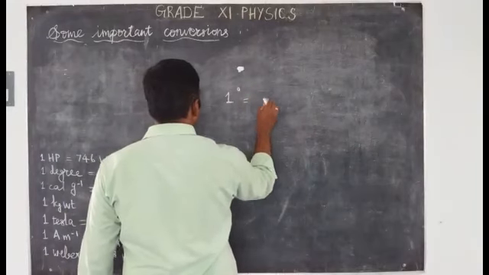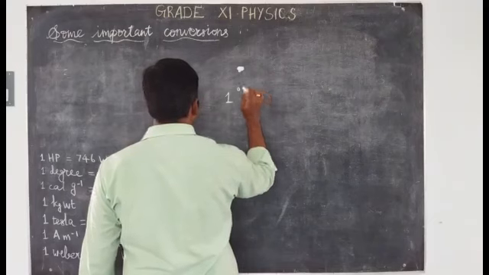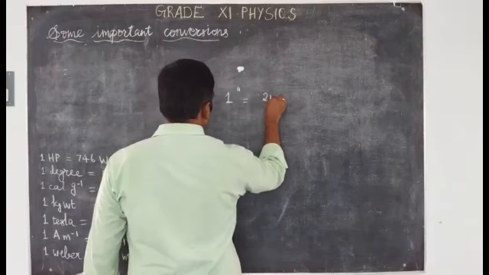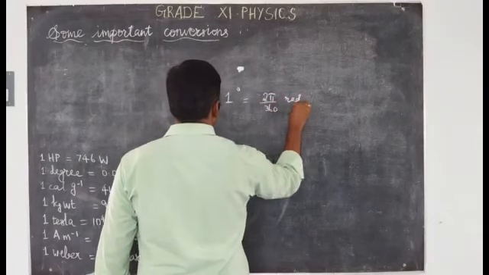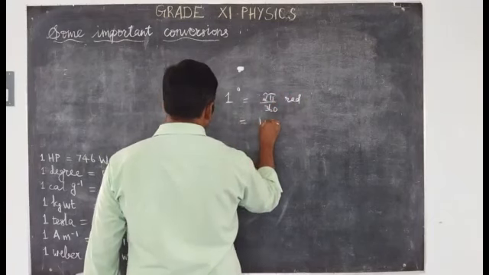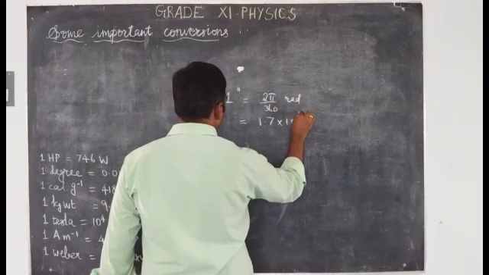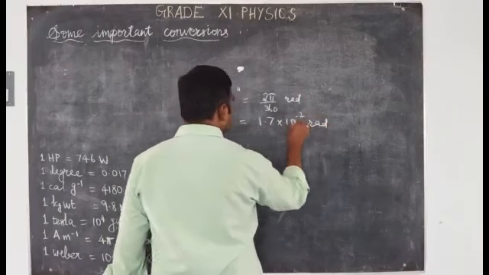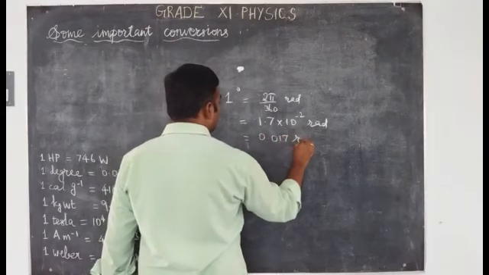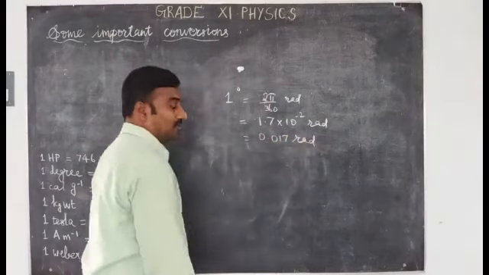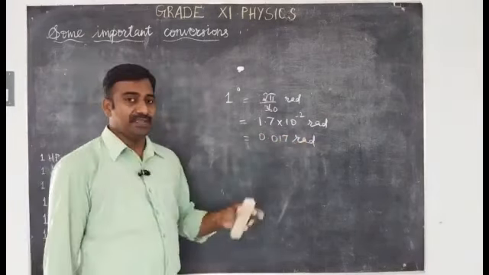Then 1 degree. We had discussed 1 degree also. What is 1 degree? It is 2 pi by 360 radian. After simplification, the answer is 1.7 into 10 power minus 2 radian. So we can also write it as 0.017 radian. This is the value of 1 degree.